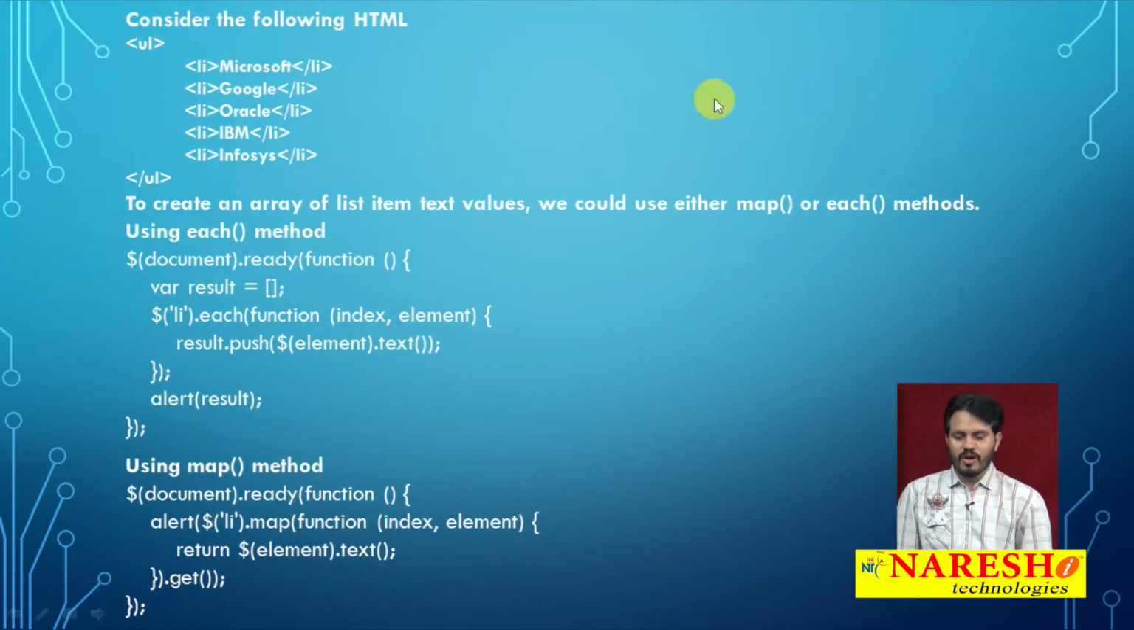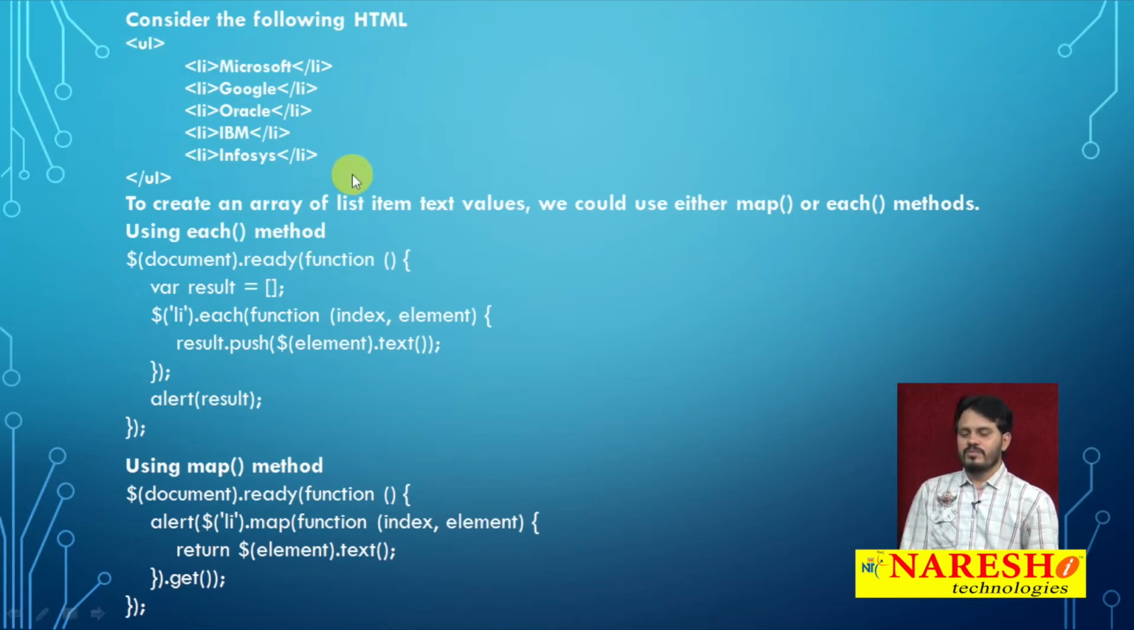Now consider the following example. I have an unordered list of items. You can work with any set of matched elements, not only what I am showing in this video session. I am trying to show one basic example with a list of items which belong to an unordered list. So I have a list of company names. My plan is to create an array of the list item text values. For all these list items, their text values are available here. I want to create an array of list item text values.